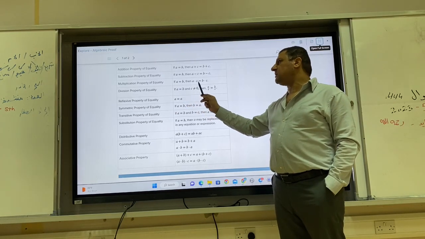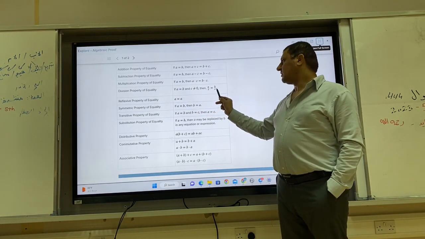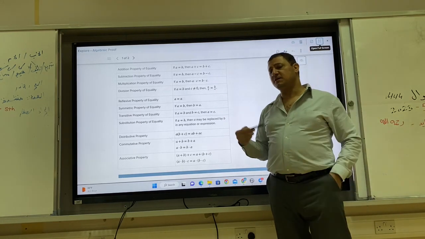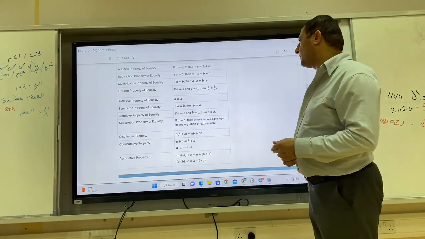The same with division. If A equals B, then A divided by C equals B divided by C. Just make sure that the denominator is not 0, because if you are dividing by 0, you are getting an error. It's an undefined value.